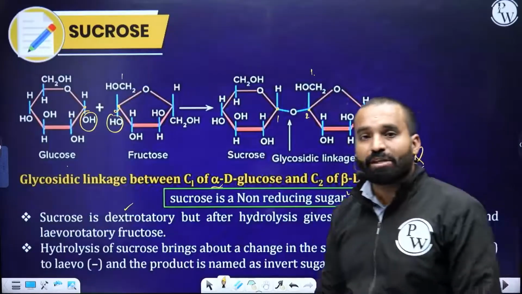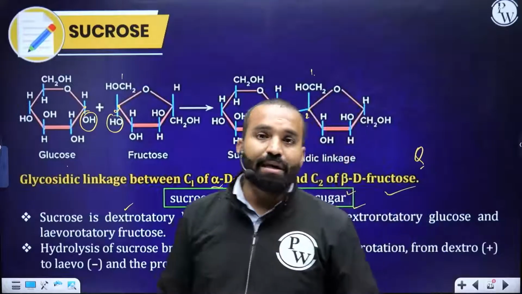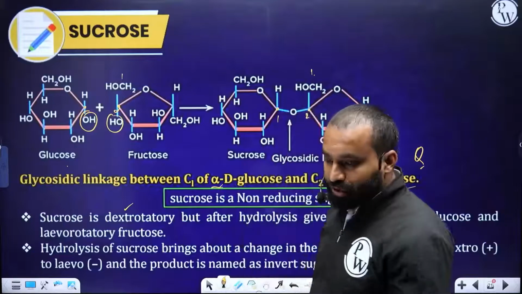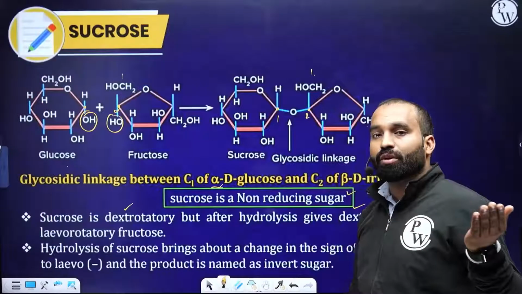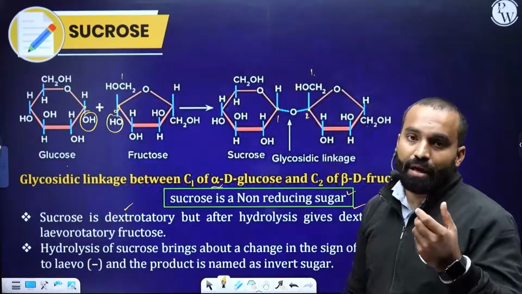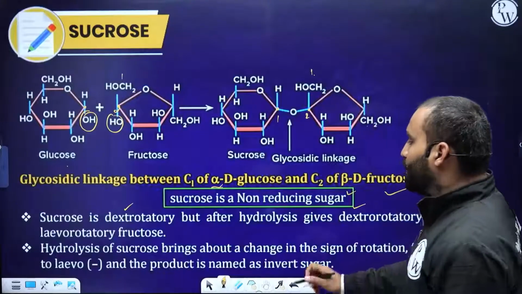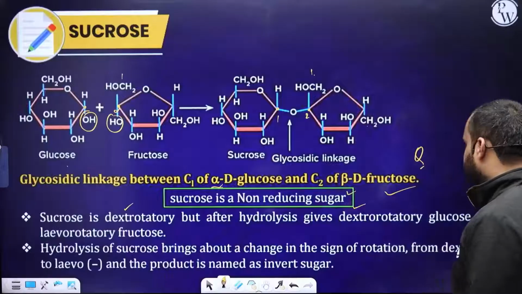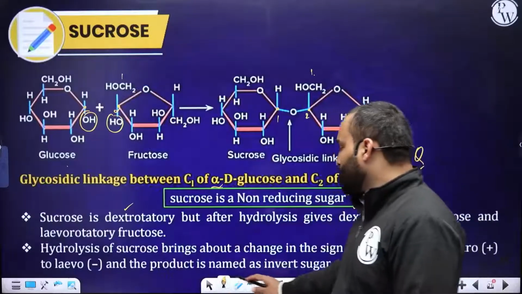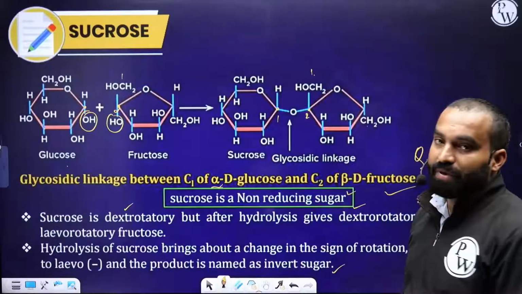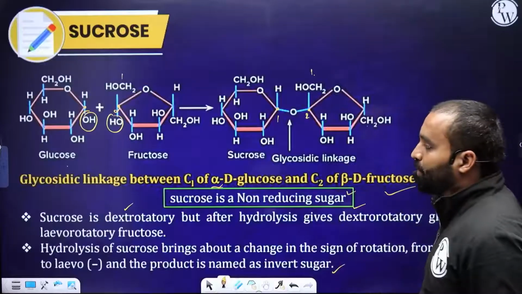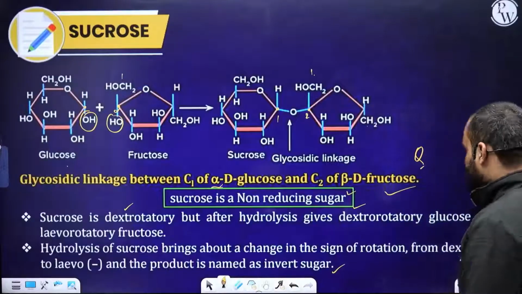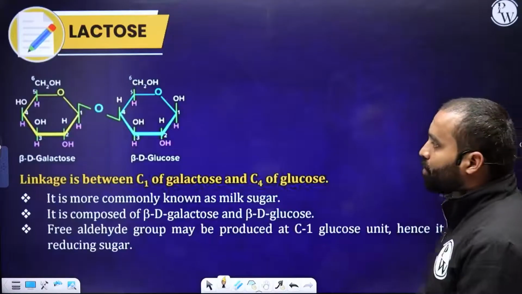Very important question. Why is sucrose known as invert sugar? Because its mixture gives you inverse rotation than when it is in intact form. So hydrolysis of sucrose brings a change in the sign of rotation from dextro to levo, and the products are named invert sugar. Very important question, guys. Done. Let's proceed. Now lactose.